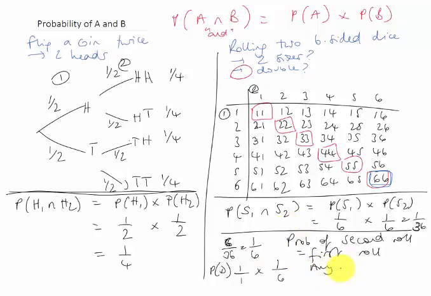So any first roll, 1 in 6 chance of the second being the same. So my main point here is that we've got an and, then we multiply the different probabilities together, and I've shown you that a couple of different ways.